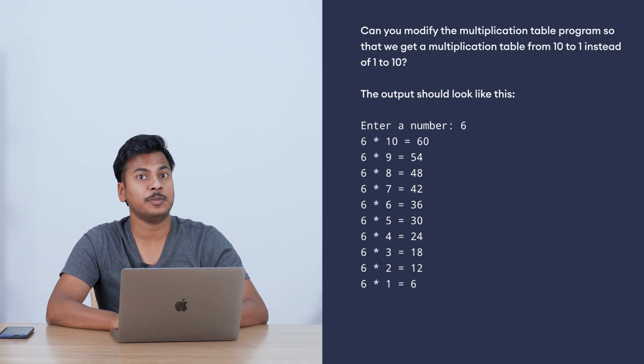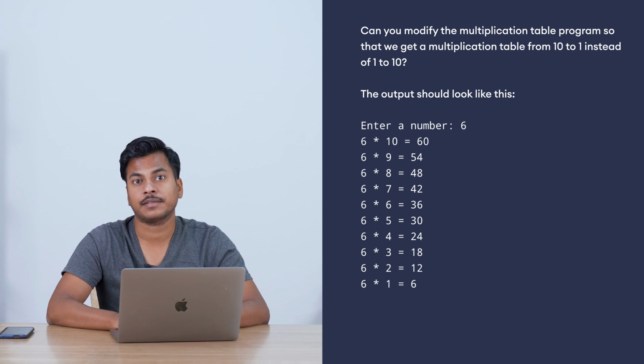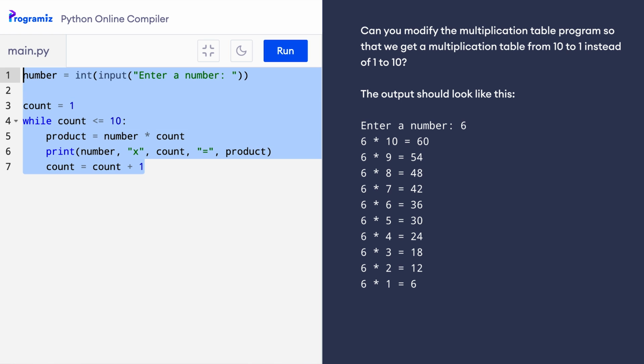Can you modify our multiplication table program so that you get a multiplication table from 10 to 1 instead of 1 to 10? You have to modify the same program that I've written here, and you can see the expected output on the screen. You'll find the answer to this question in our GitHub repository. Also visit our website programiz.com for more information on while loop with examples. I posted the links in the description below.